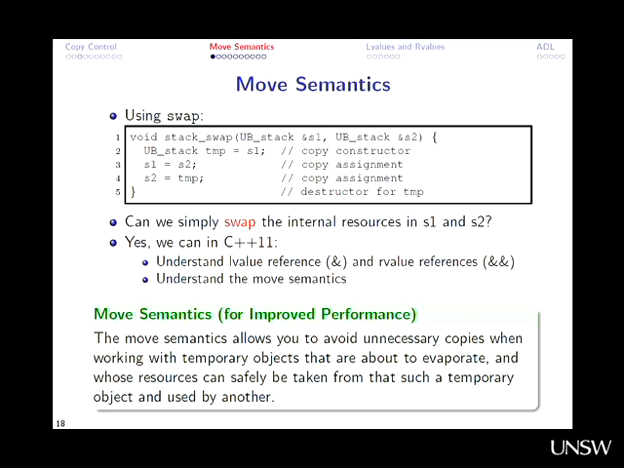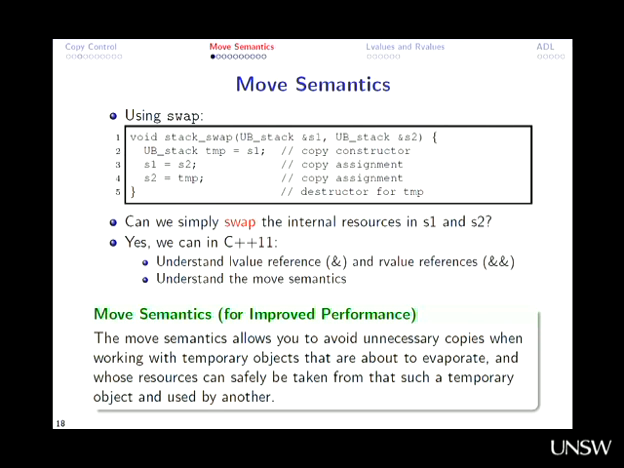A good example of this is swapping. Here's a function called stack swap, using standard copy constructors. In order to swap these two stacks, we call the copy constructor on temp and copy in S1. We then call the copy assignment operator to make S1 equal to S2, and again to make S2 equal to temp. So there's a whole lot of copies that have gone on here. This is a very slow process, a swap. The question is, can we do this more efficiently?